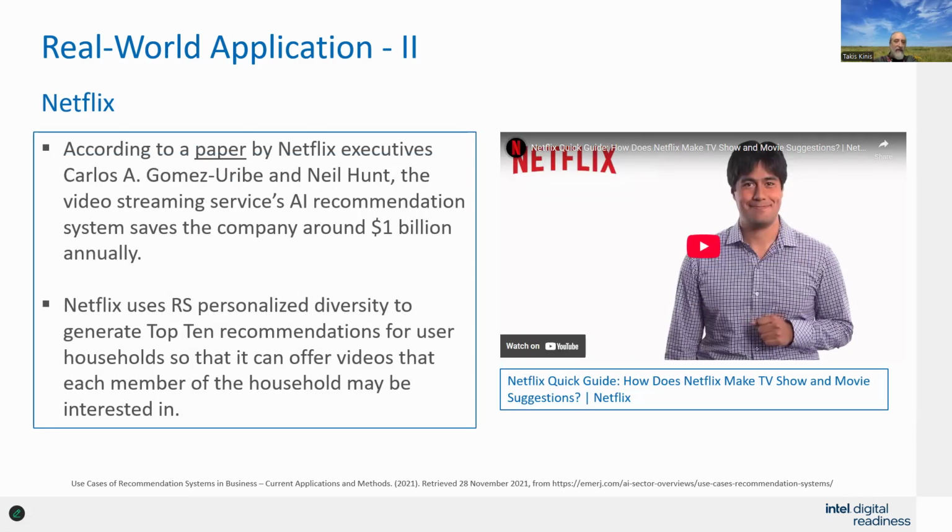All right, I am going to play this video, and it says here that according to a paper by Netflix executives, the video streaming service's AI recommendation system saves the company, in their calculations, about $1 billion annually. That's a lot of money to save. And if that's ending up in a CEO's pocket or the shareholders' pocket, I guess. They use personalized recommendation systems, personalized diversity, to generate top 10 recommendations for user households, so it can offer videos that each member of the household may be interested in.